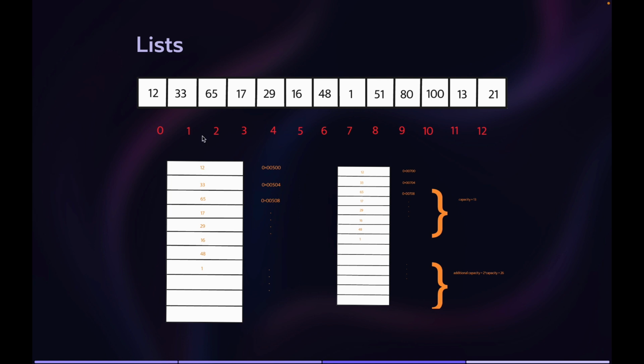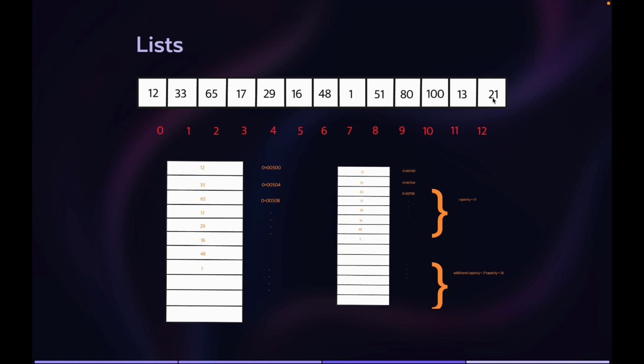So as you can see here, let's say there is a list with a capacity of 13. We will be adding items to the list, and if we add the 14th element to the list, you know what it will do? It will multiply the original capacity by 2 and add it to the original capacity. So here the capacity is 13. The additional capacity is 2 into 13, which is 26. And the 26 will be added to the 13. So the new capacity will be 39.